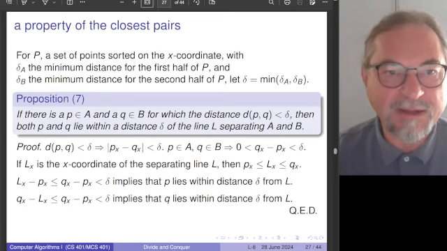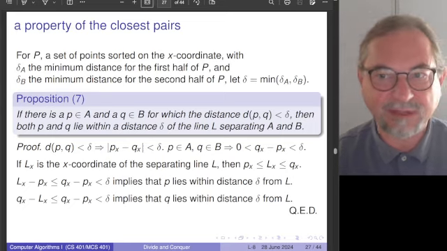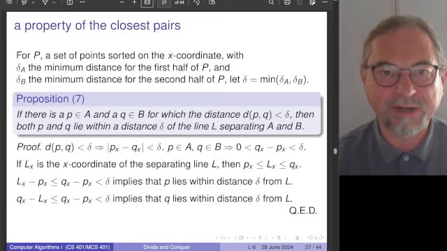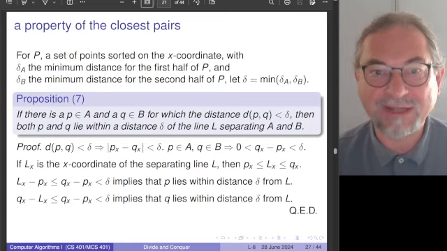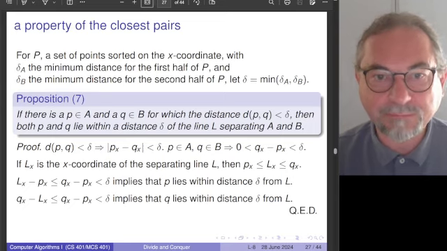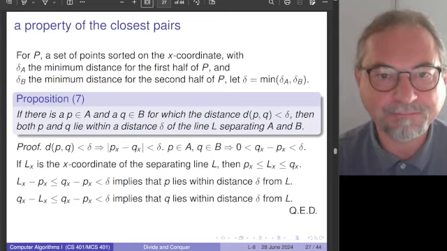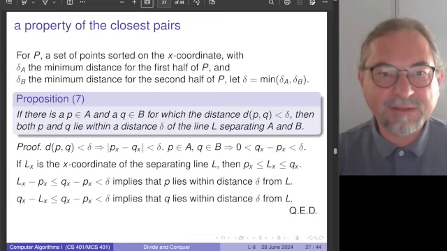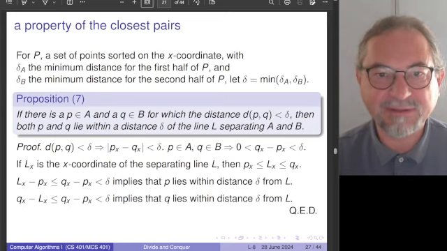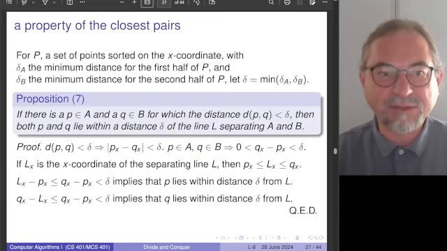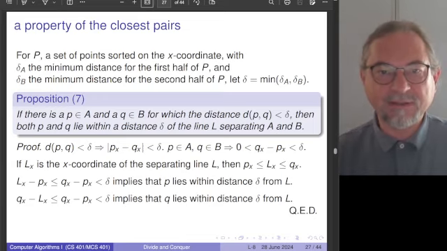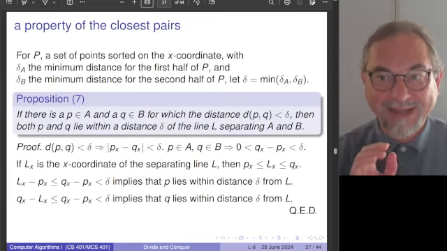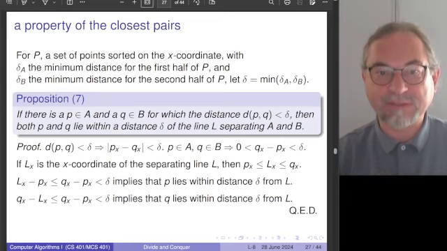So here we have the notation again. Delta A is the minimum distance for the closest pair in the first half. Delta B is the minimum distance of the closest pair in the second half of our problem set. Then we have the little delta, which is the minimum. Now, it could be that that is the minimum distance, but if there are points P and Q that lie in two different sets, and their distance is smaller than delta, then they have to lie both within distance delta of the separating line.